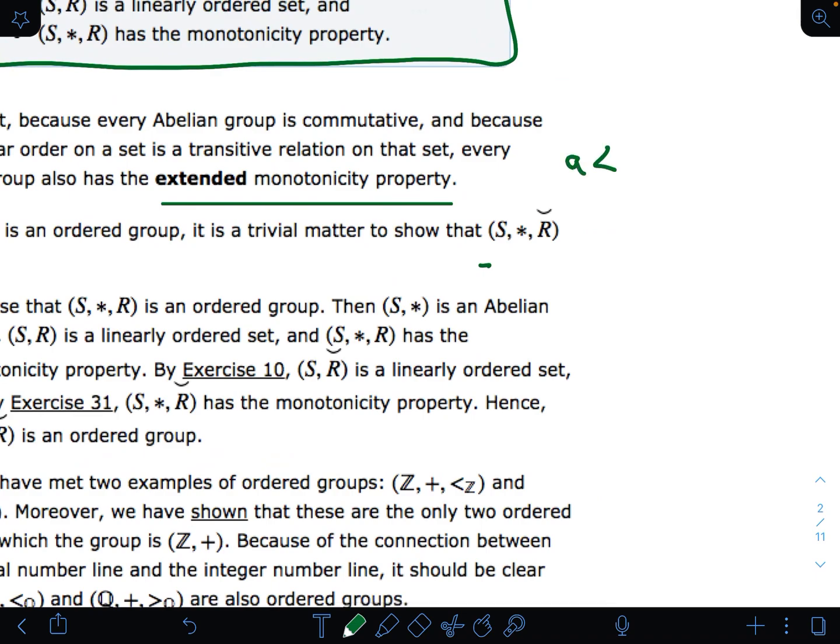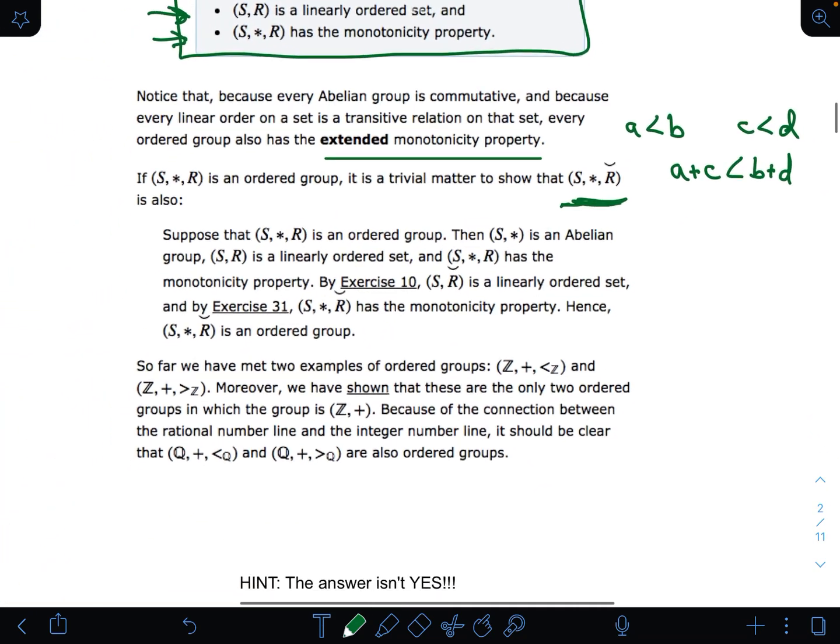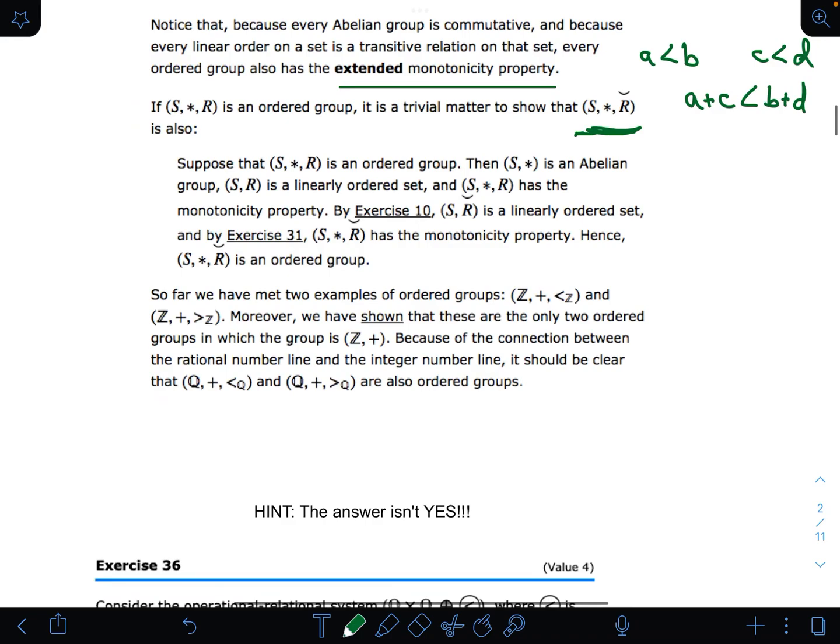That was where if A is less than B and C is less than D, then A plus C is less than B plus D. That has to be the case. Of course, also, obviously, the converse relation, in this case greater than, will also work. That'll be an ordered group as well.